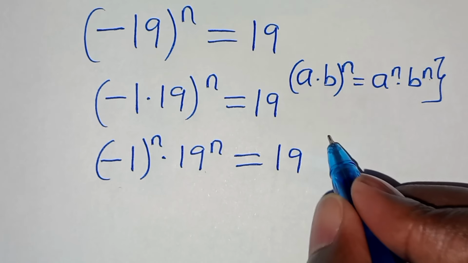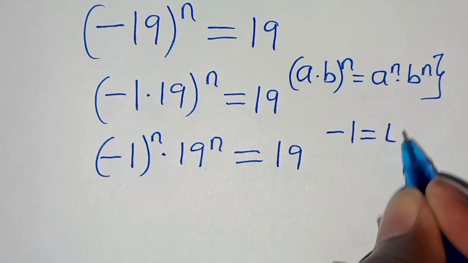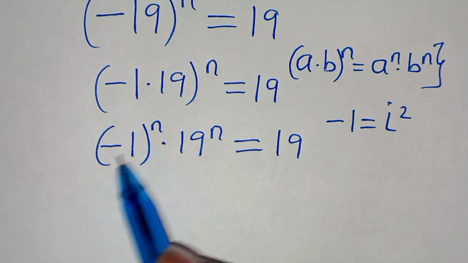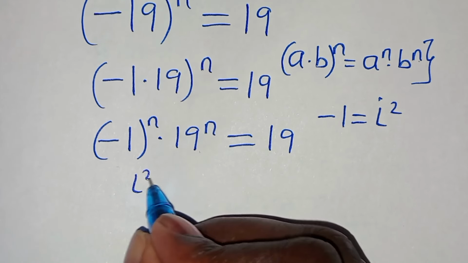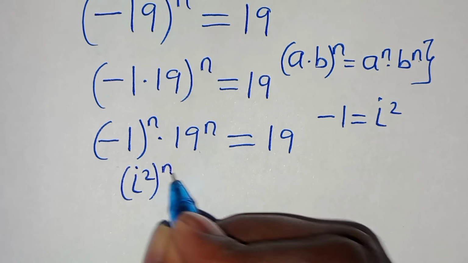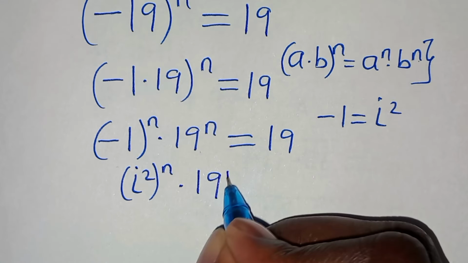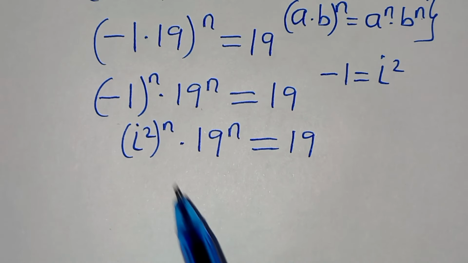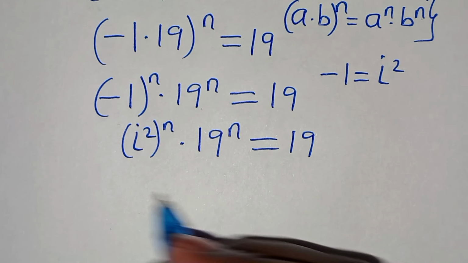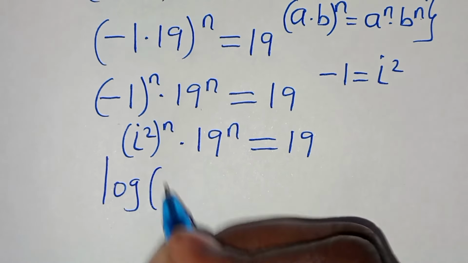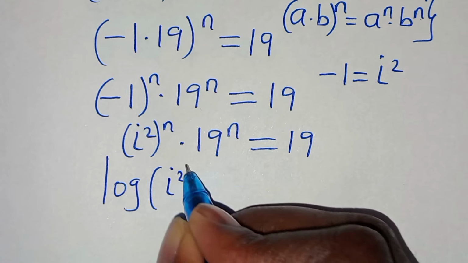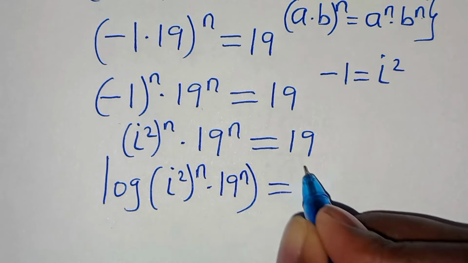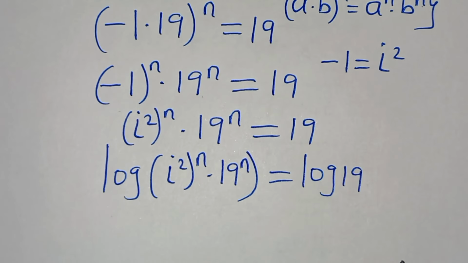We have that -1 is the same thing as i squared. So let's substitute i squared here. So this is i squared raised to the power of n times 19 to the power of n, equal to 19. Now, let's introduce logarithm on both sides so that we have log of i squared raised to the power of n times 19 to the power of n, equal to log 19.